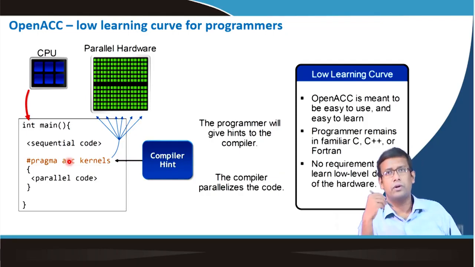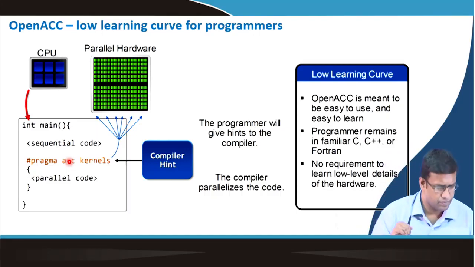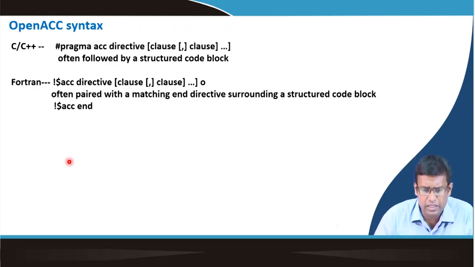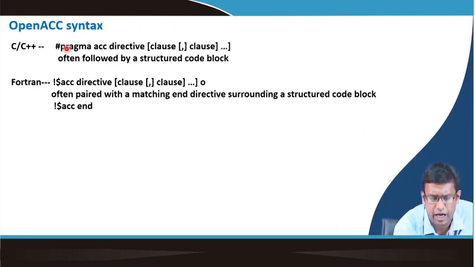Sometimes, if you are not very efficient in CUDA programming, you can do things in a wrong manner. But in OpenACC, as the compiler is taking care of everything, it will give you reasonably good performance. So OpenACC syntax in C is #pragma acc, then the directive with the clauses, and then it is followed by the structured code block in many cases.